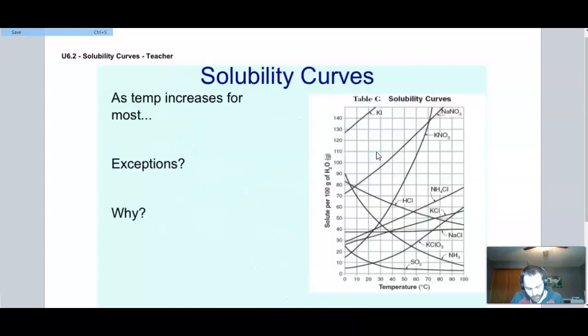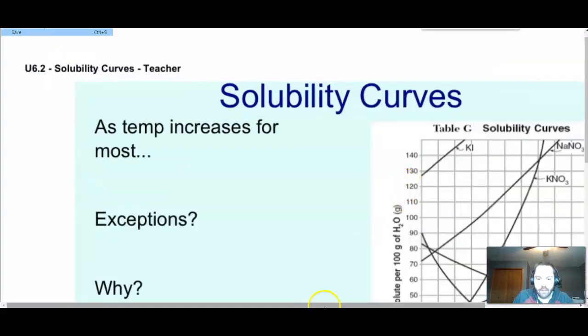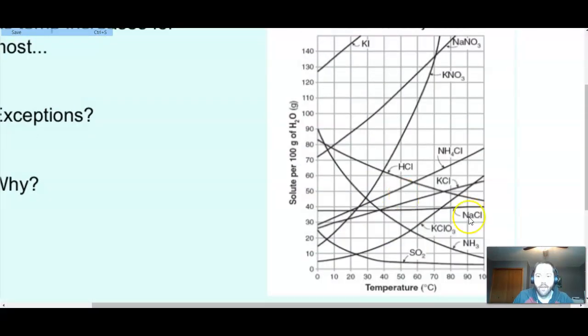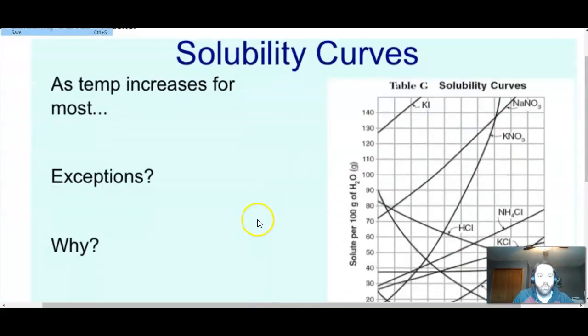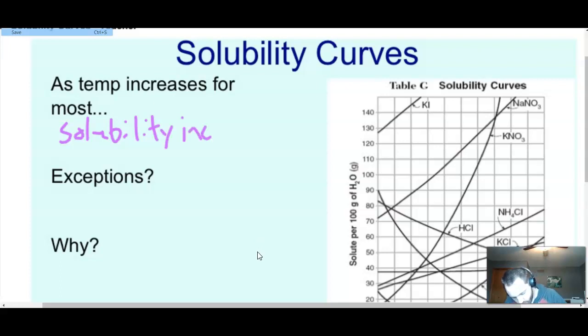But for those of you that are still a little confused, let's just work ahead. So as temperature increases for most, we can look at this table over here. Again, it's the same table we pretty much use every time. For most things, as temperature increases, what's going to happen? Well, solubility increases. That is, as you heat it up, just like if you heat up your tea, you can dissolve more. You heat up your Kool-Aid, you can dissolve more sugar. Exceptions, we're going to say covalent or gases.